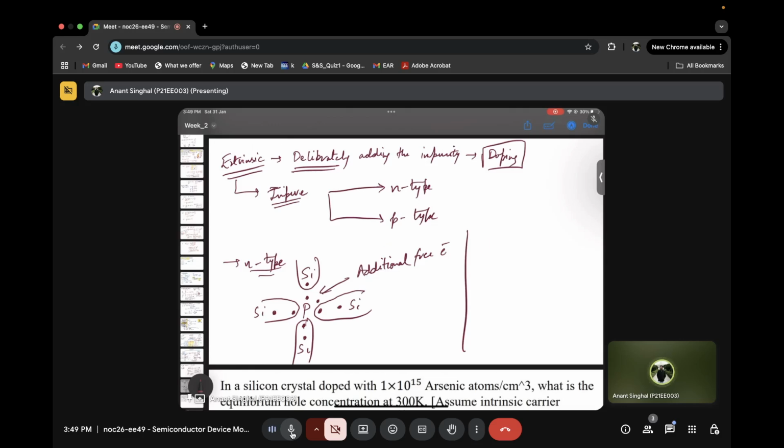Similarly, for P type we have boron, for example, which only has 3 valence electrons. So it actually has a deficiency. If I do the same thing again, this will be shared by this, this will be shared by this. Now there is no sharing of this, so there is a deficiency of an electron, and hence we call this P type. There is a deficiency, that is, a hole is created. So this is the basic classification of N type and P type.